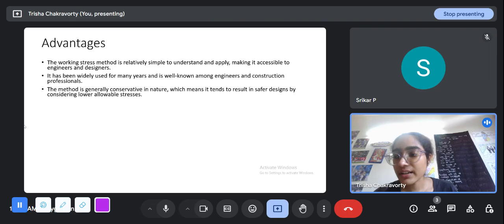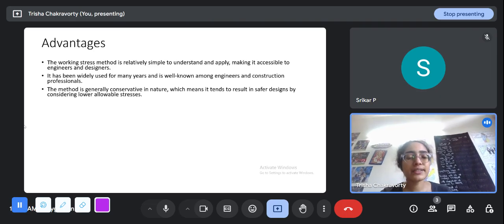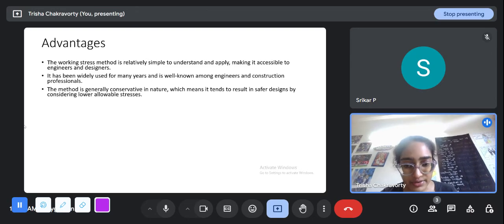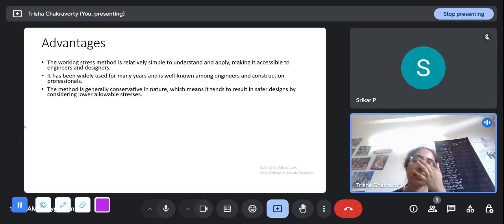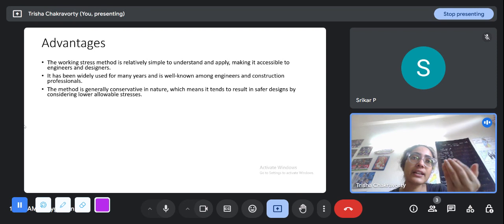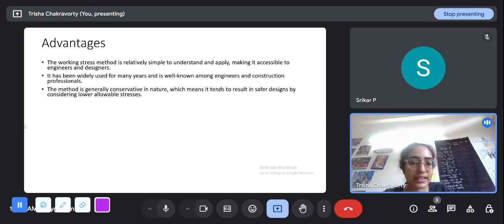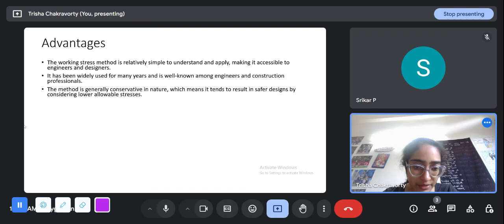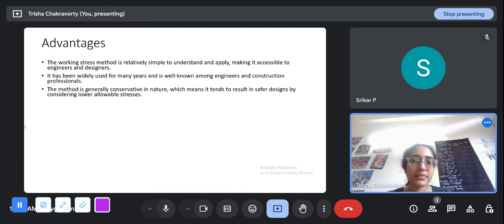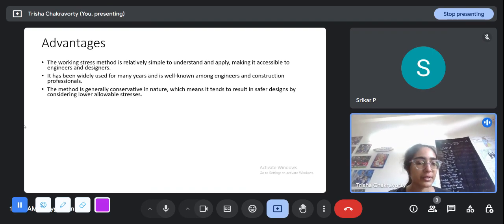The method is generally conservative in nature, which means it tends to result in safer designs by considering lower allowable stresses. It has such high factors of safety that if the yield stress is 250, it will probably allow just up to 200 or 180. So the structure will be safer, but it will also be costlier. So this is not an advantage. It's fine to call it an advantage because it's safer, but it also has a counter disadvantage that it will be costlier than it actually needs to be.